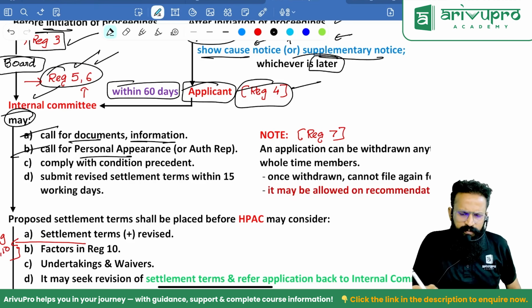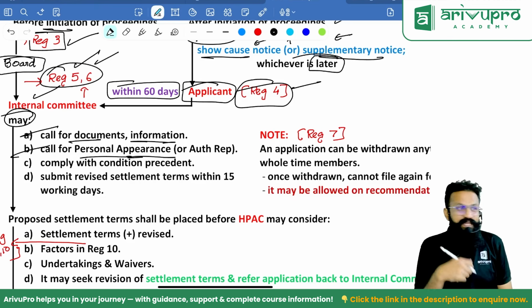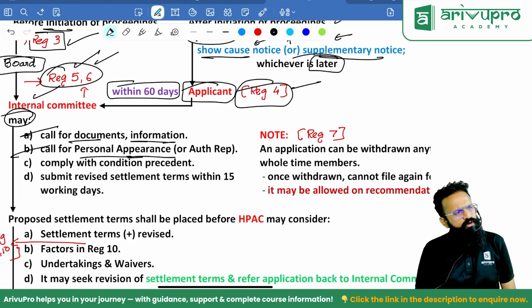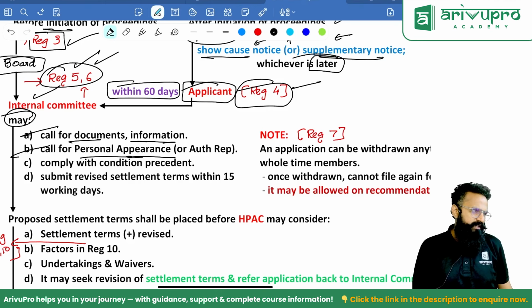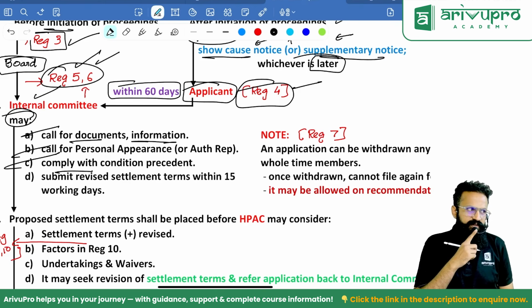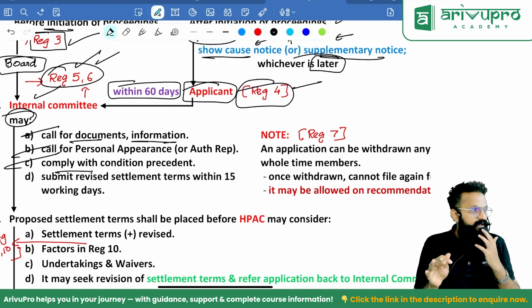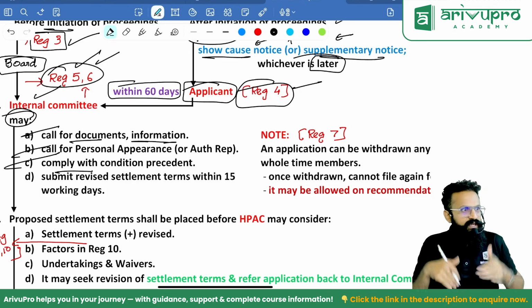Call for personal appearance if required. All of this is still going on. If I think you have to personally come, I will call you personally. You can go or you can send an authorized representative. Comply with condition precedent. What is condition precedent? Disgorgement, settling of the clients, don't have any outstanding money, wash off everything and then come here.